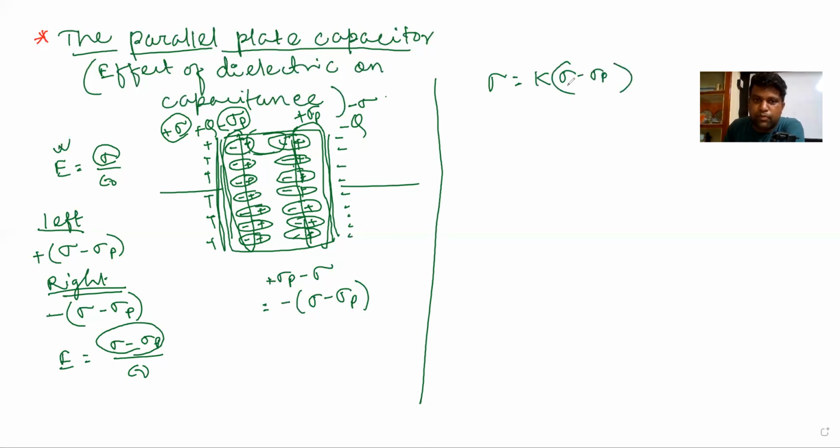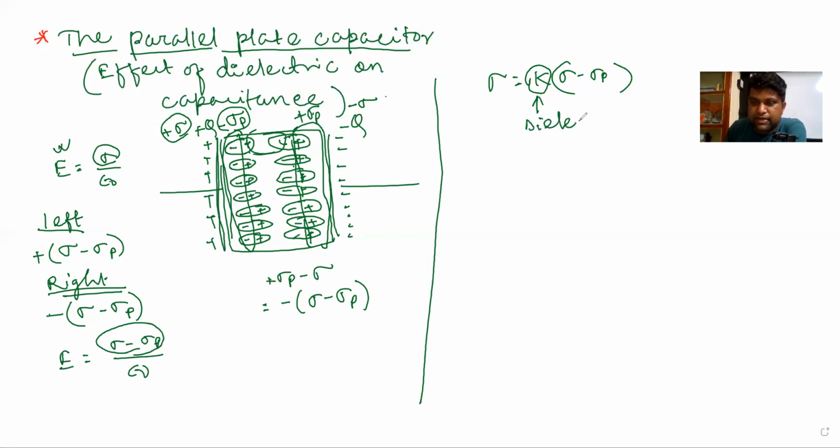That means the more charge on the plate of the capacitor, the more induced charge there will be. So sigma minus sigma p, if we subtract, will also increase. That means the more charge on the capacitor, the more sigma minus sigma p. The difference between sigma and sigma p will also increase. It will be proportional, so we can multiply by a proportionality constant, and this k is called the dielectric constant.